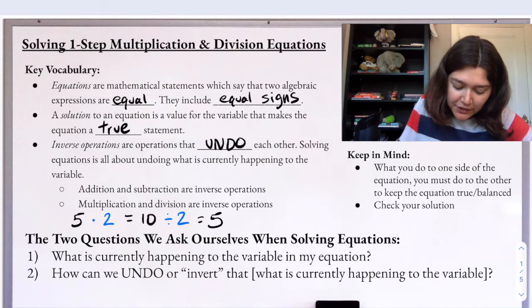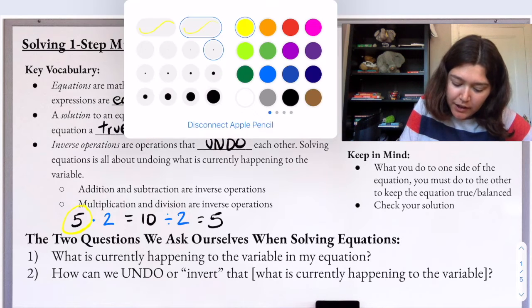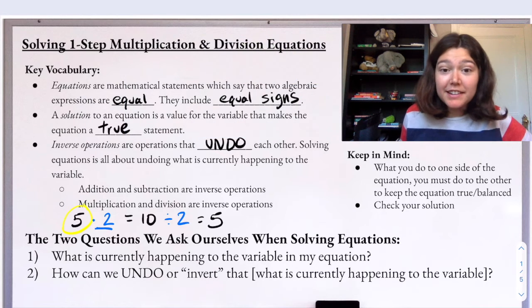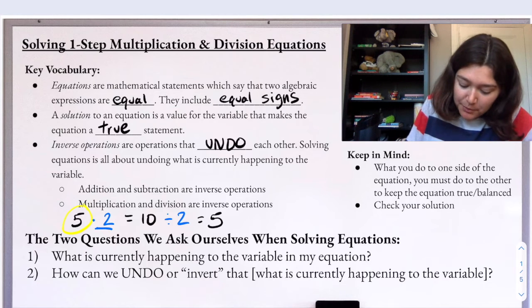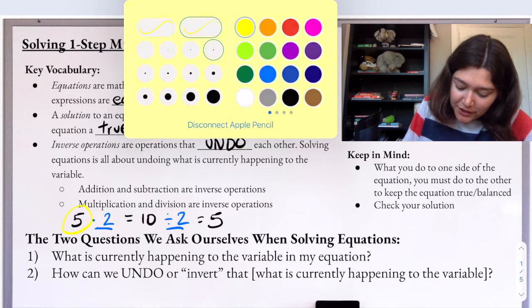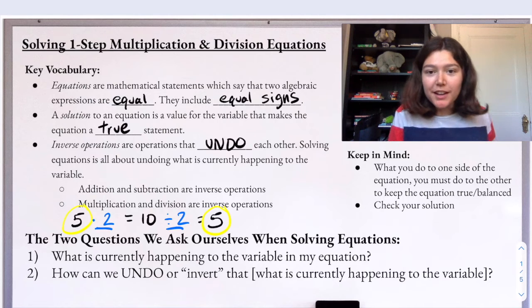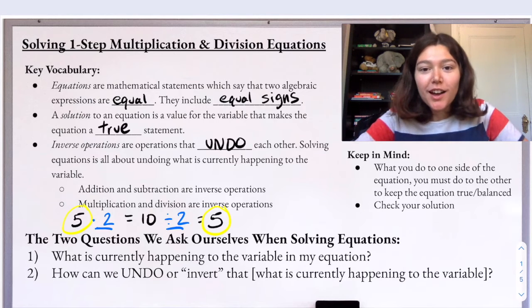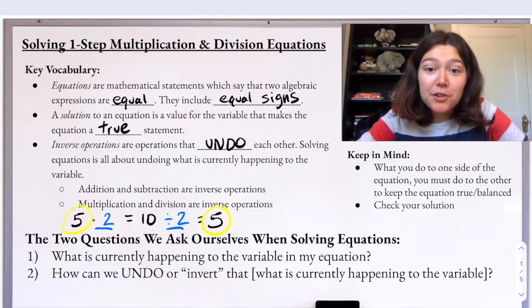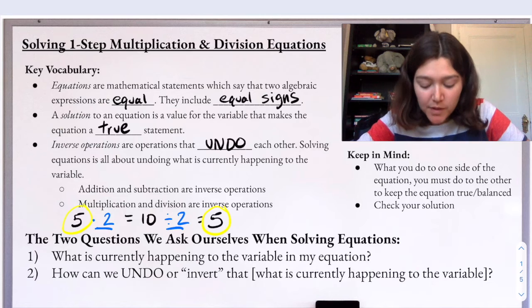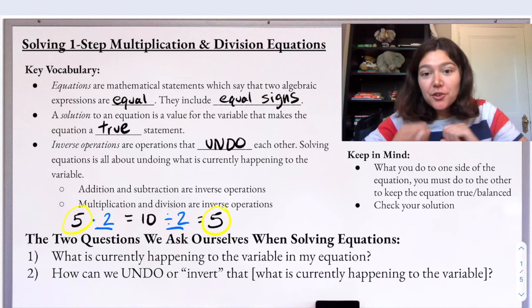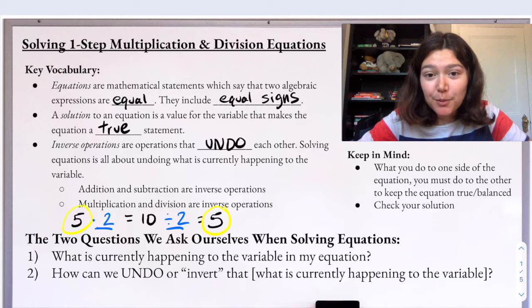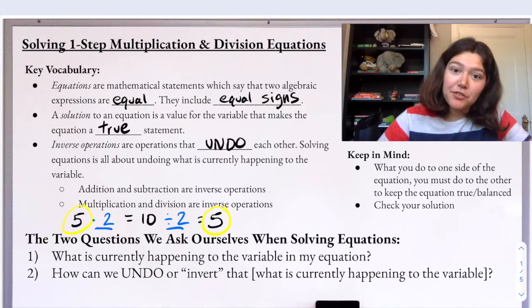So what I did is I started with 5, I multiplied by 2, and then I did the inverse, or I undid multiplying by 2 by dividing by 2. And I ended up with what I started. First I did something, and then I undid it. So I multiplied, and then I divided both by 2. So those undid each other. So solving equations is going to be using that idea of how do we undo what's currently happening to the variable. And that's going to help us find our solution.